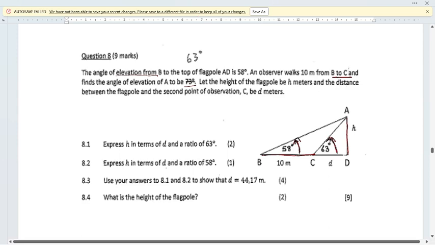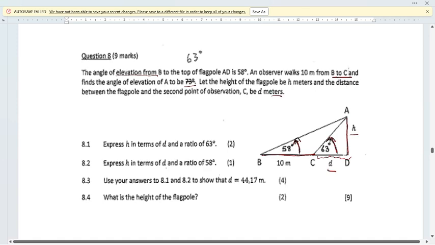Let the height of the flagpole be h. See what the height is, right? And this h meters, and the distance between the flagpole and the second observation point is d. The distance here is d.